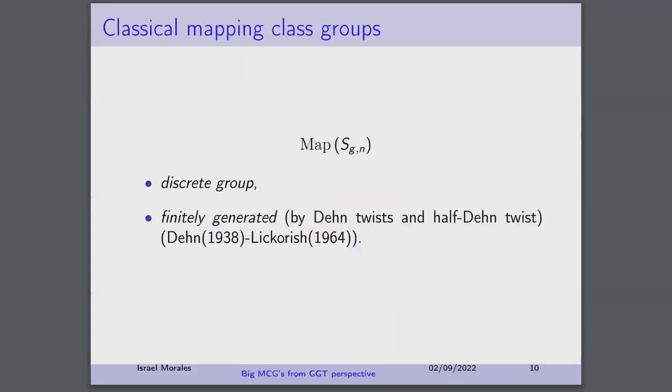Okay. So from the middle of the last century until now, we have accumulated a lot of information about mapping class groups of finite type surfaces. In recent literature, this class of groups is called the classical mapping class groups. Some facts that I want to recall about classical mapping class groups are that they are discrete with the topology defined before, and also they are finitely generated. Okay, these are all known results.